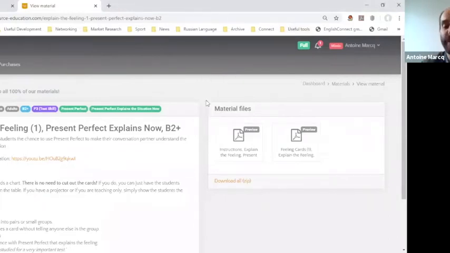So, explain the feeling. Instead of giving our students now a sentence in present perfect, we're going to try to get them to make sentences in present perfect. And the most basic thing you can do with present perfect explains now is simply start with feelings. We're going to give our students a feeling, and they're going to try to explain it using a present perfect.